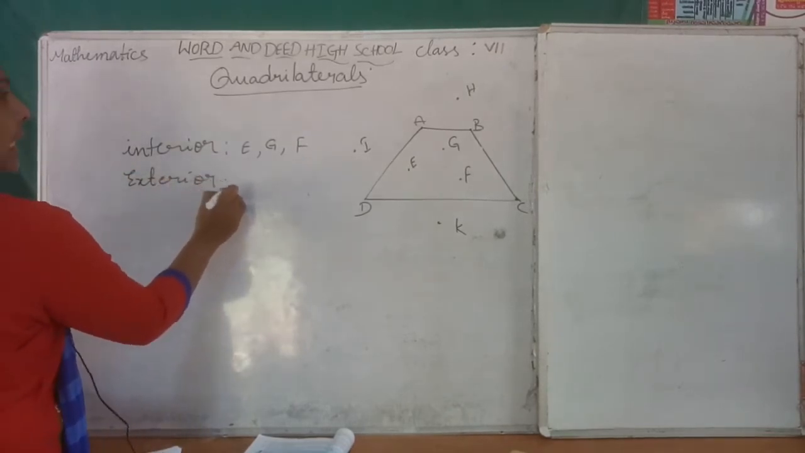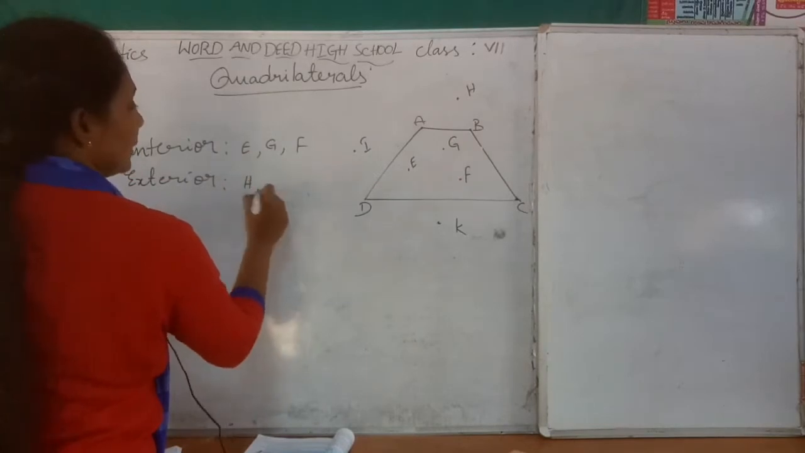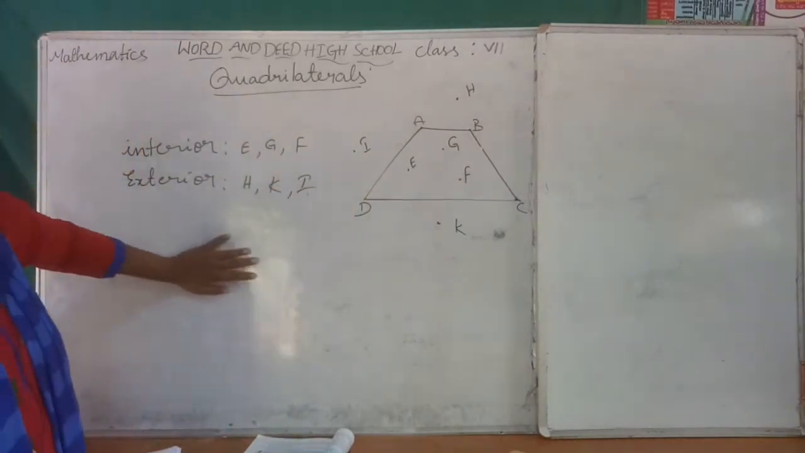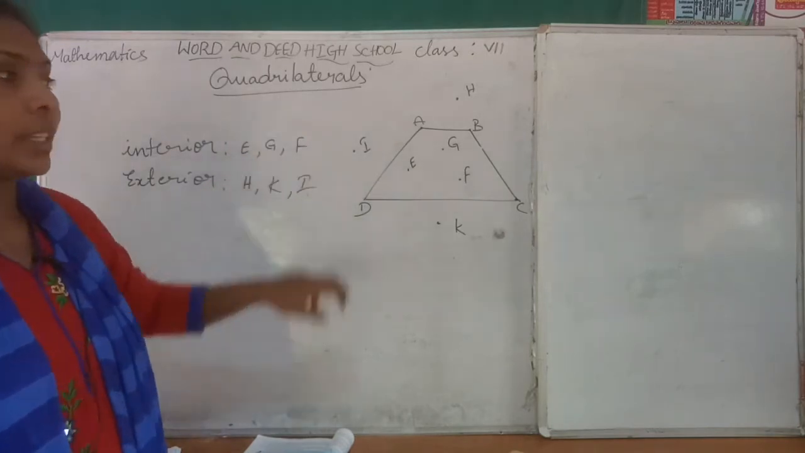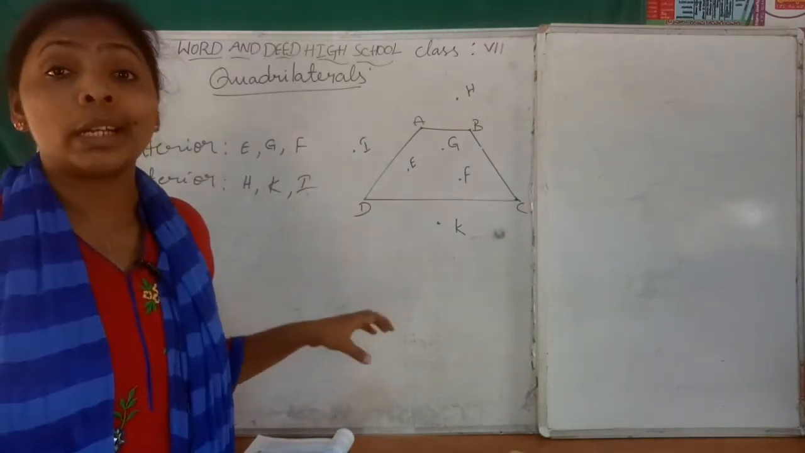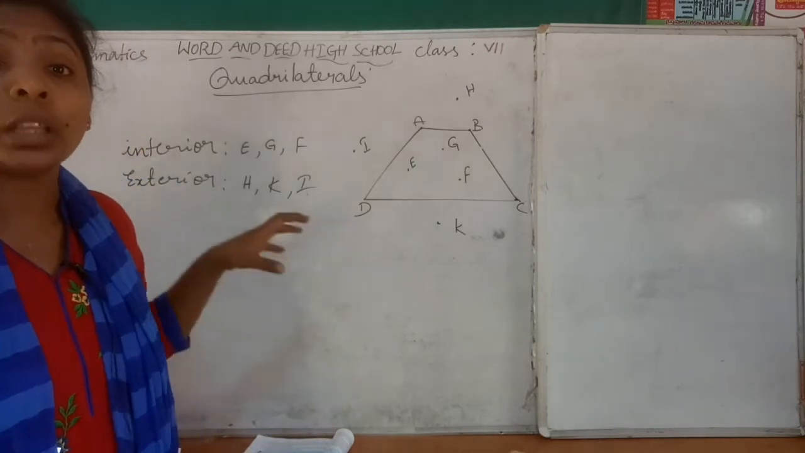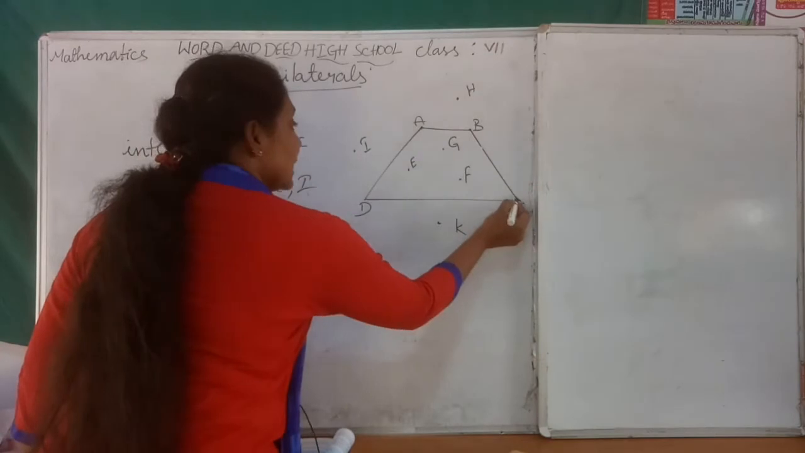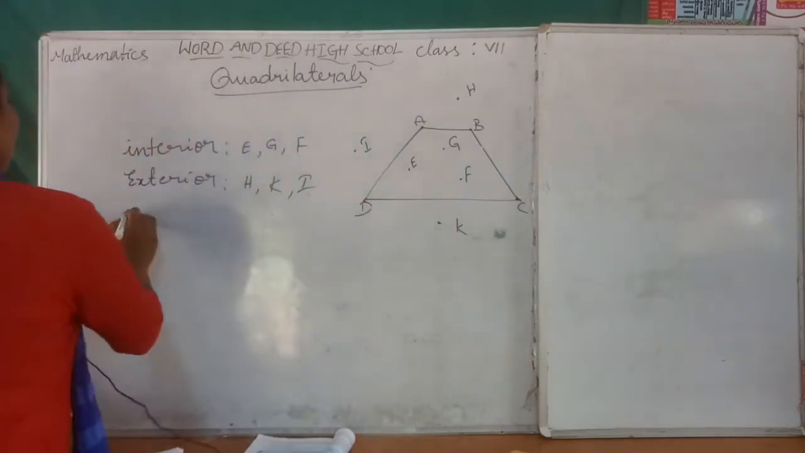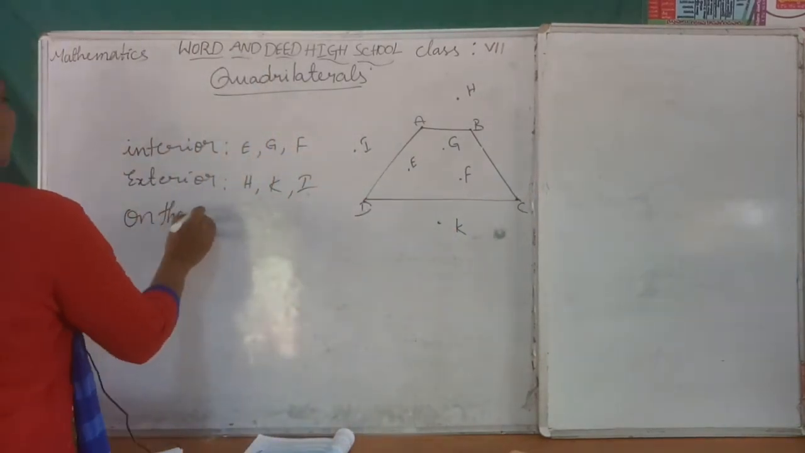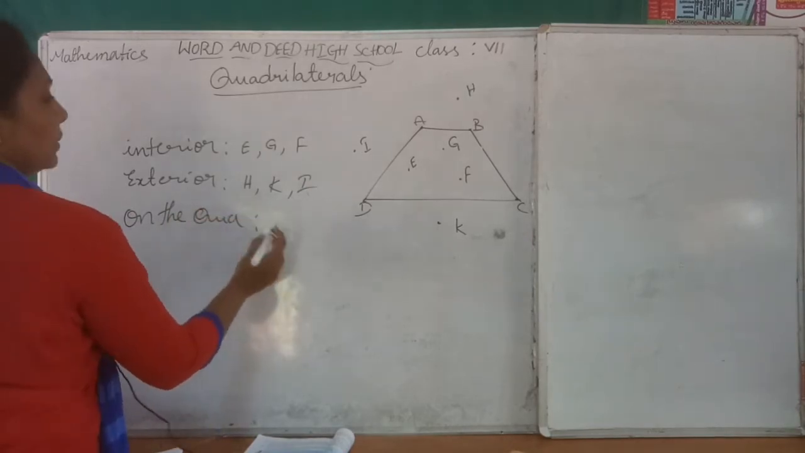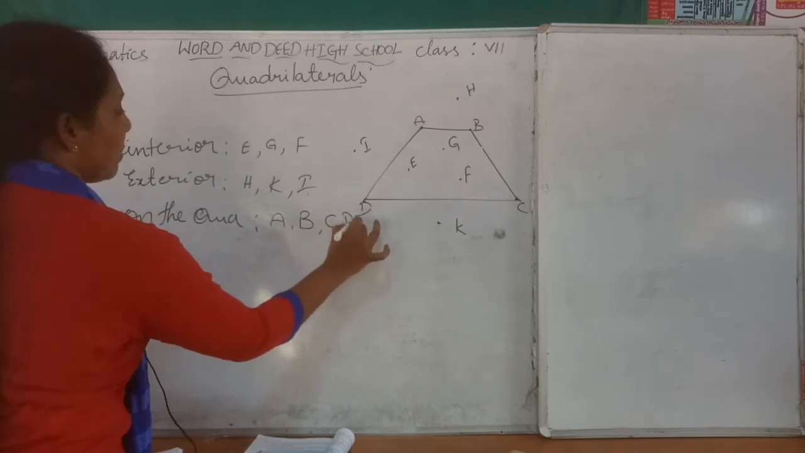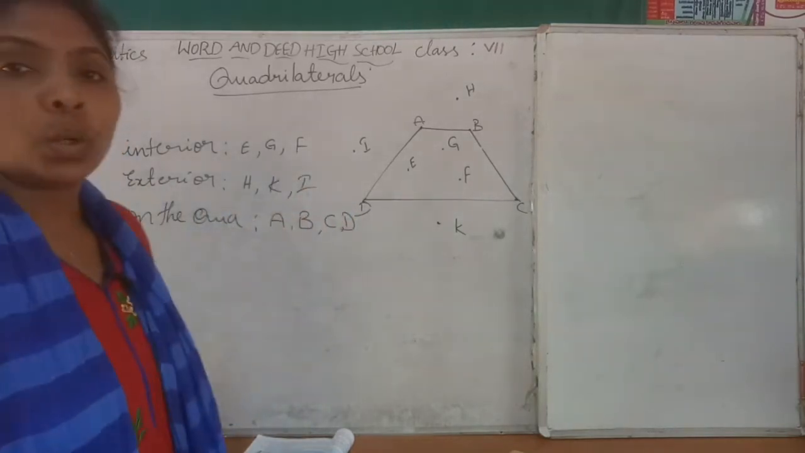What are the exterior? H, K, I. So 3 exterior points we have, 3 interior points we have. Now on the quadrilateral, what are the points on the quadrilateral, children? See, A, B, C, D. This is on the quadrilateral. What are they? A comma, B comma, C comma, D on the quadrilateral.